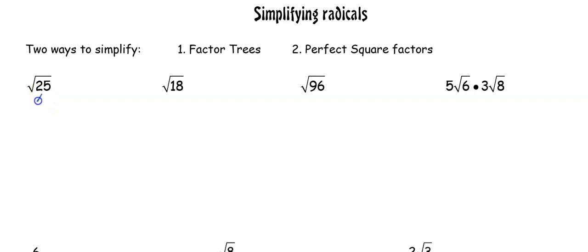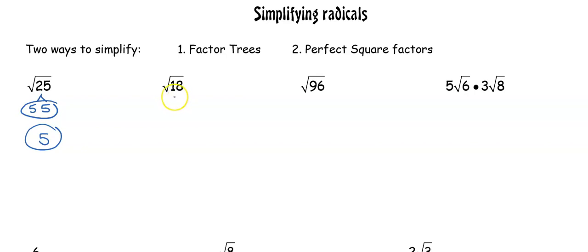For 25 factor trees, we break this down. Yes, I know that you know what it is, but I break down my factor tree. The square root of 25 is just 5. When you have a matched pair, you have a perfect square. If there's nothing left over, then there's no radical left. So this is just 5. The square root of 25 is 5.